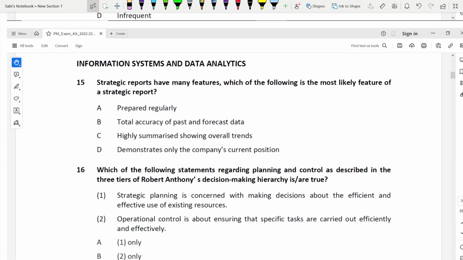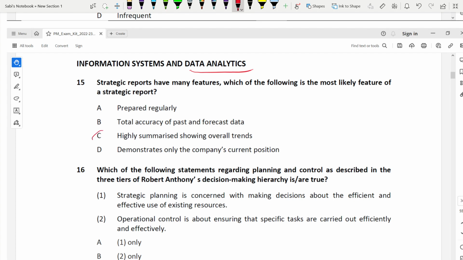Now the following questions will be on information systems and data analytics, a very common and hot topic, right? Strategic reports have many features. We just finished operational, now strategic report. What is the most likely feature of a strategic report? A. Prepared frequently. B. Total accuracy of past and forecast data. C. Highly summarized, showing overall trend and demonstrating only the company's current position.